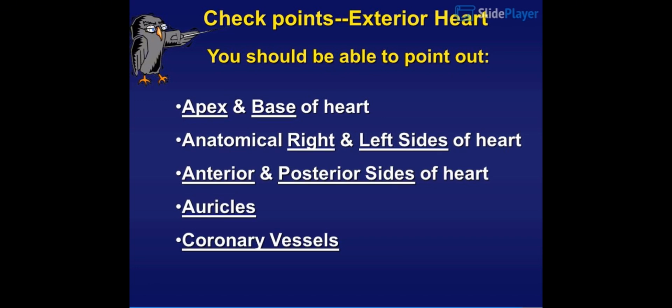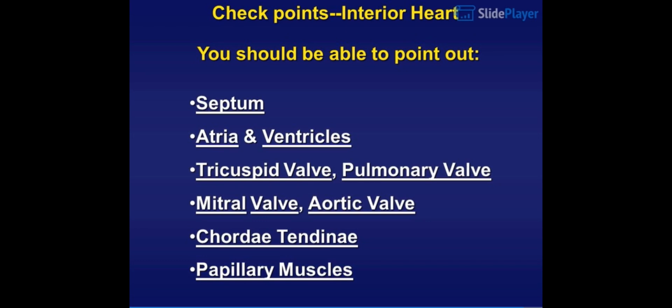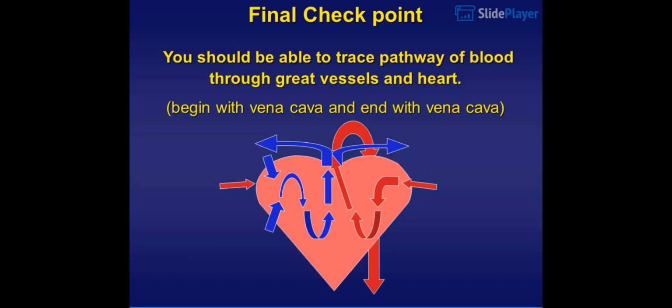Coronary vessels. Checkpoints. Interior heart, you should be able to point out septum, atria and ventricles, tricuspid valve, pulmonary valve, mitral valve, aortic valve, chordae tendineae, papillary muscles.